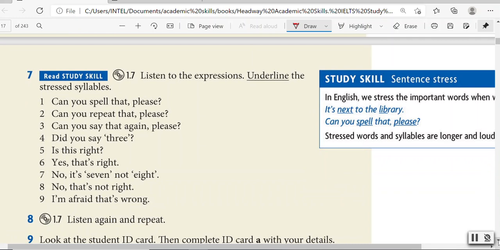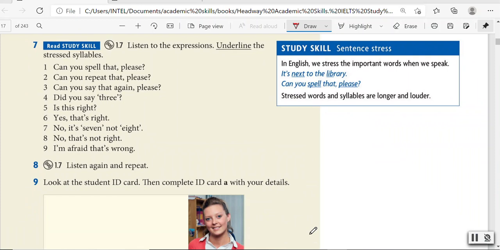In exercise number 7, before reading this, we have a study skill box about sentence stress. In English, we stress the important words when we speak. We must put stress on the most important words. Stress means you must say that word in a longer and louder voice. When you say something in a longer and louder voice, it means that word is important in that sentence, in that text. For example, it's next to the library. Stressed words and syllables are longer and louder.